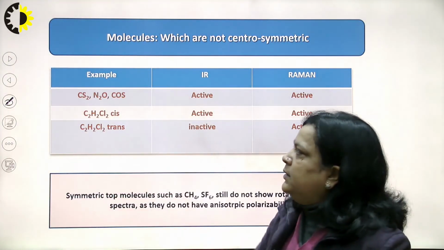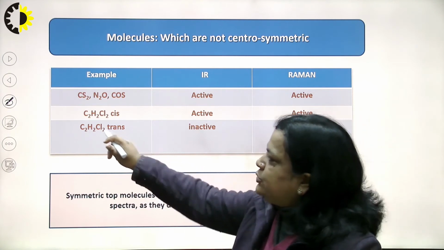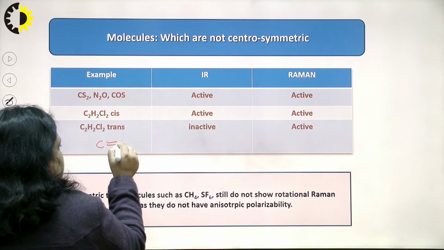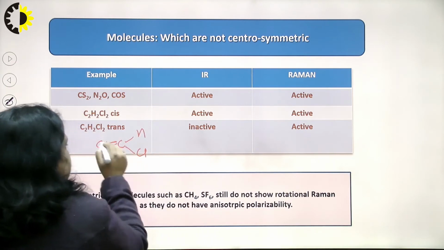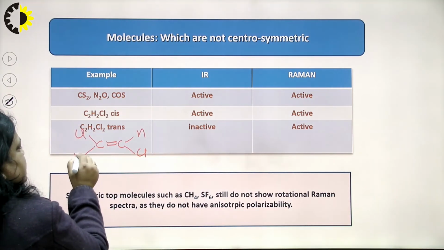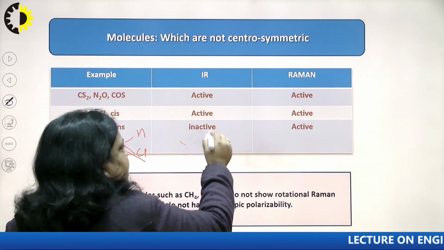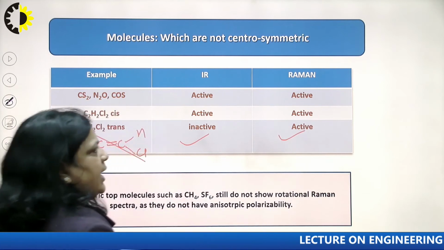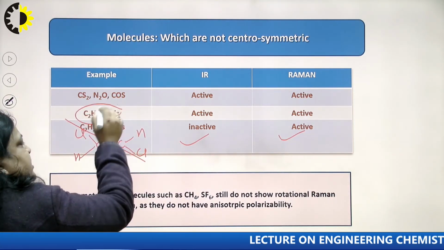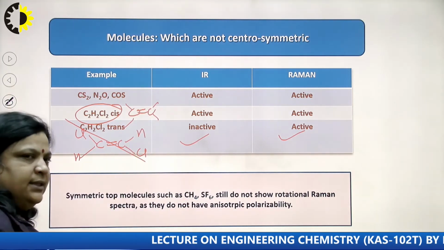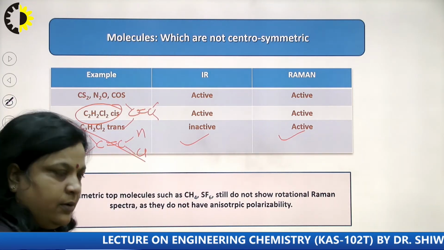In case of C2H2Cl2, if we take the trans position like this, in trans there is a center of symmetry. So, if IR inactive, then Raman will be active. But in case of the cis form, there is no center of symmetry. So, we will not apply this mutual exclusion rule.